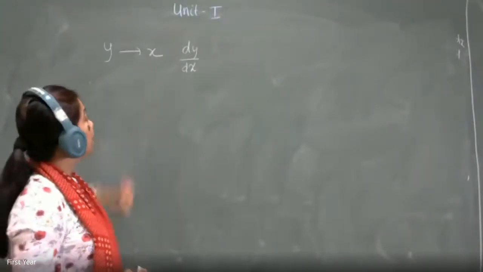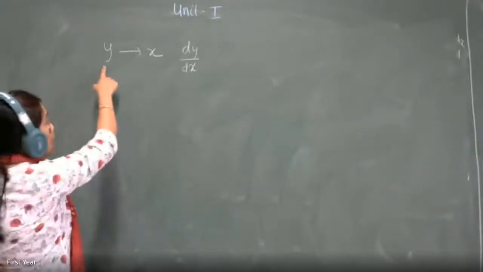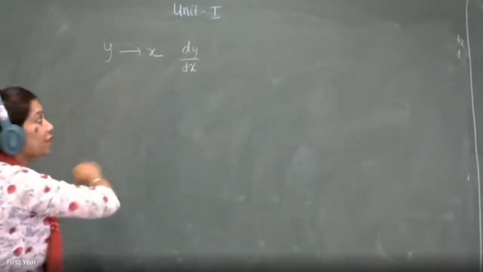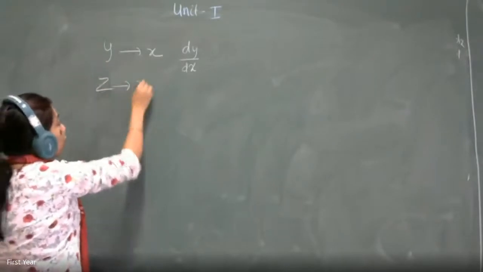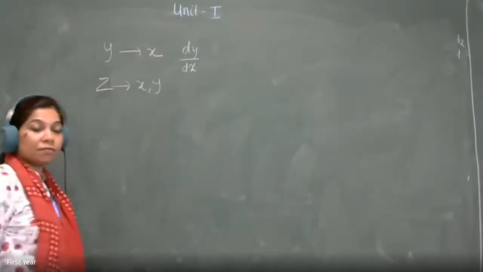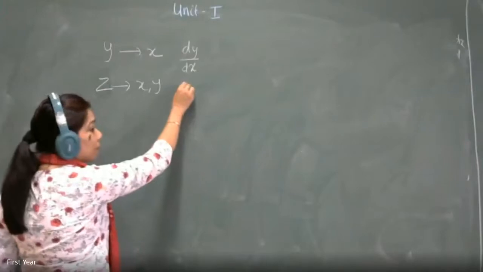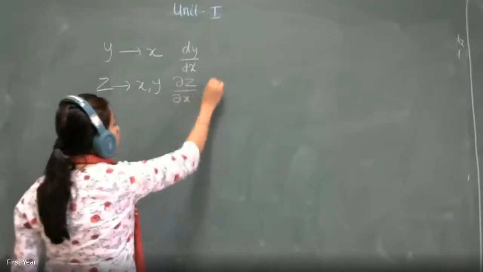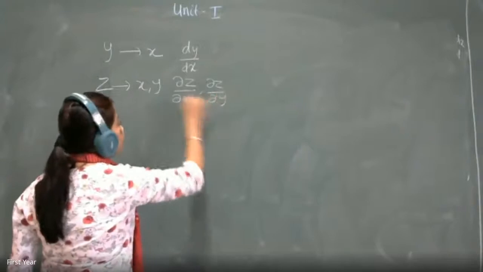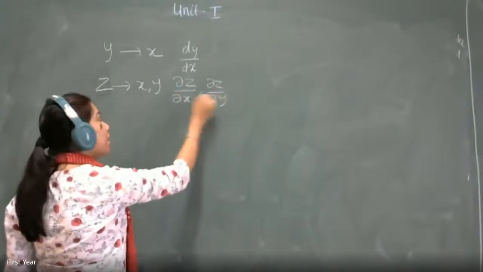So dy by dx, y is your dependent variable, x is your independent variable. But when z depends on more than one variable, then what have we done? Who can tell quickly? Roll number 4, Mustafa. Yeah, right, partial derivative. Correct. There was del z by del x, and there was del z by del y. So these are also derivatives, but they are partial derivatives.